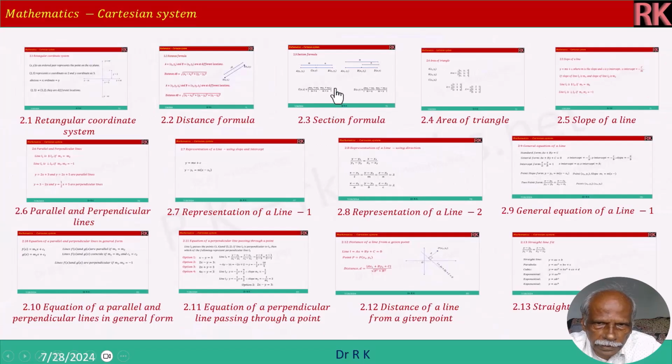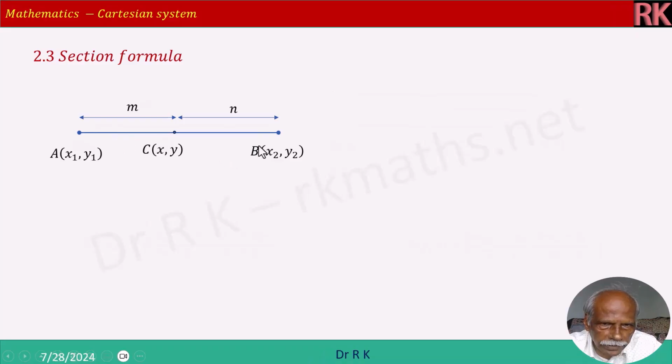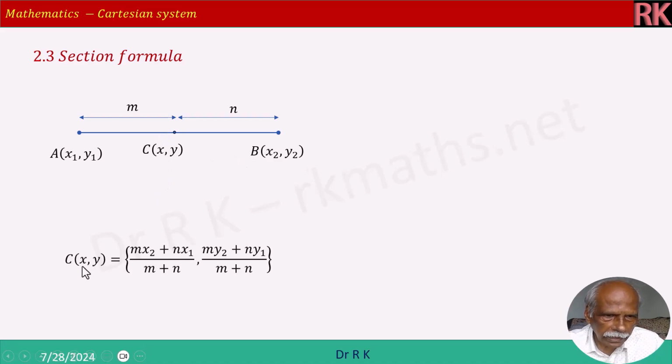Now we will see the section formula. There are 2 points A and B, and A is (x1, y1), B is (x2, y2), C is in between, and C (x, y) is equal to (m times x2 plus n times x1) by (m plus n). Please note, I have taken n for the coordinate of m's opposite side point (x2, y2).